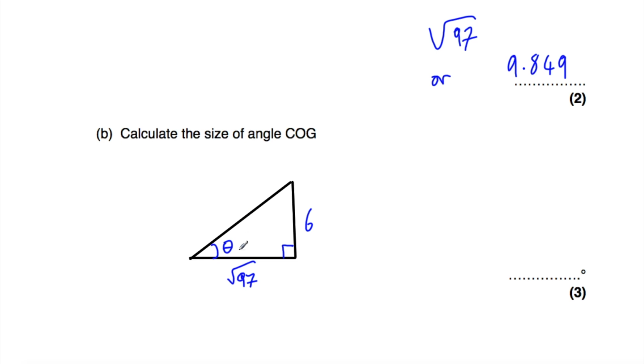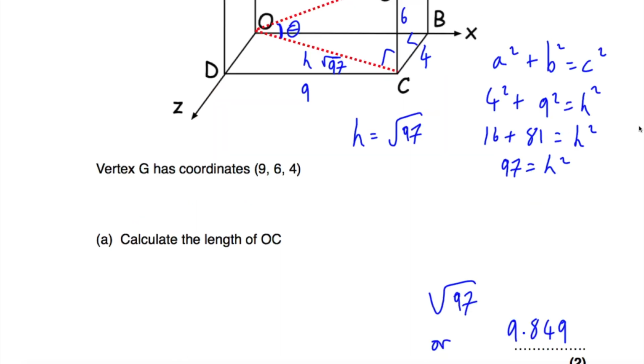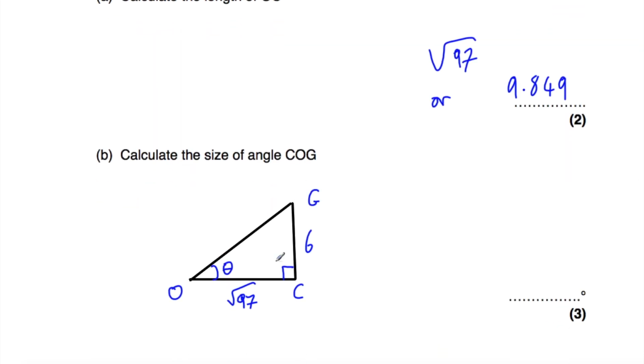Okay, so we've sketched a triangle where we've got our root 97 being the distance from O to C. Actually, just check if we label that right. OC and then G at the top. So we've got OC is equal to root 97. CG is equal to 6, the height of the triangle. And we want to find the size of the angle. So let's label our sides. We've got the opposite, we've got the adjacent, and we've got the hypotenuse. Now in this question we've not been given and we're not trying to find the hypotenuse, so we can cross that out. And that means in this question we're going to be using tan.